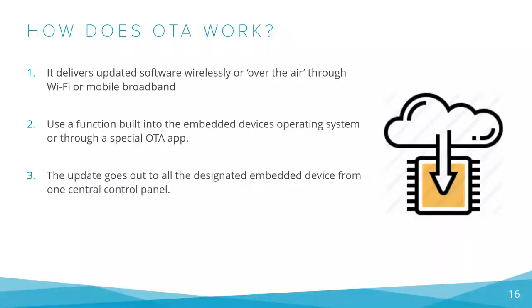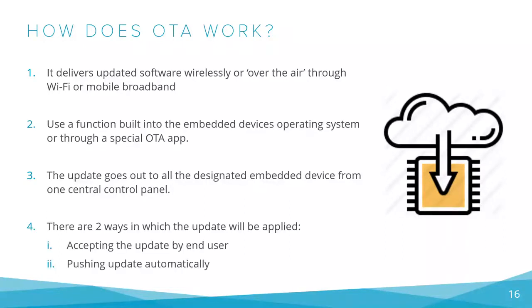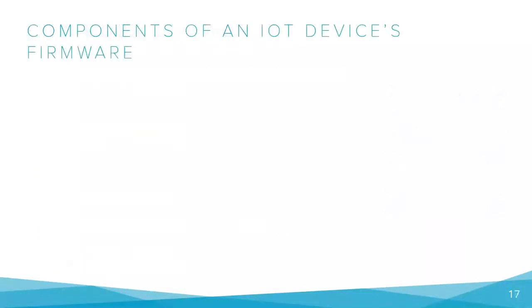And we have two ways in which the update can be applied. The first way is accepting the update by the end user, which we call a manual update. And the second way is pushing the update automatically, as I told earlier. So this we call an automatic update. We will look at them in detail in the upcoming slides, but before that, let's see what the components of an IoT device firmware are.